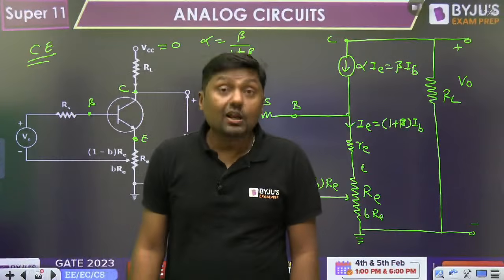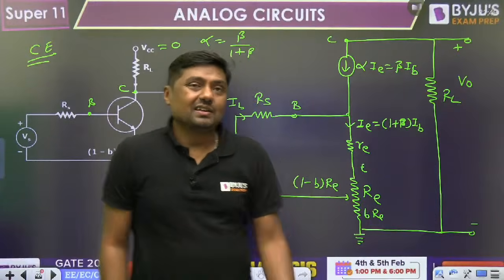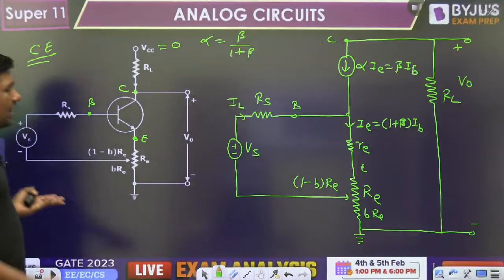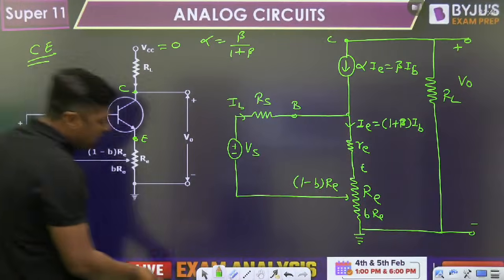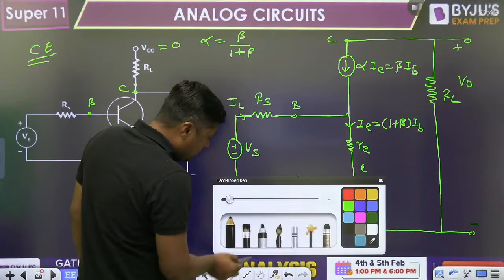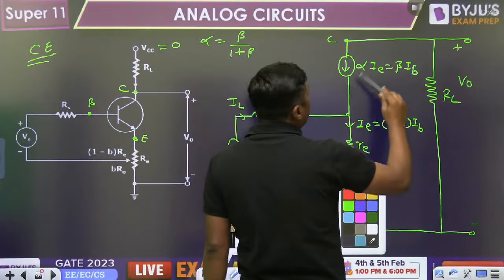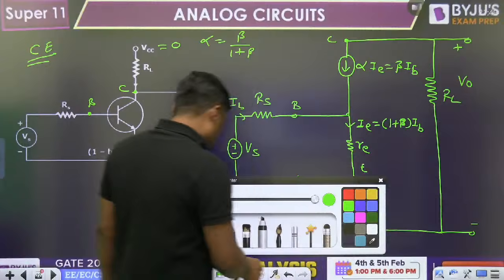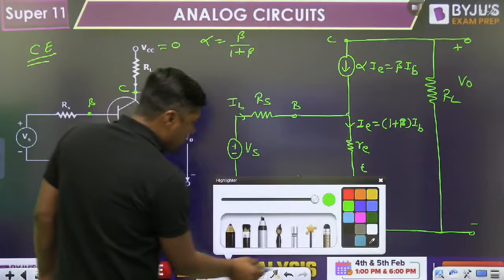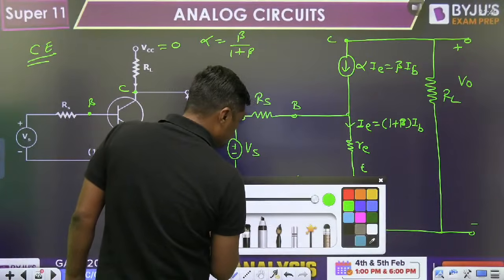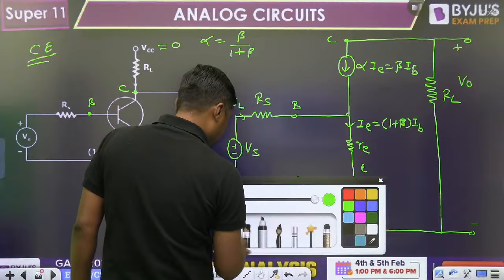Okay. Now, ready? Simple, apply the KVL. KVL means in this loop, what is the V0? Directly you can say, give me 1 minute, no?